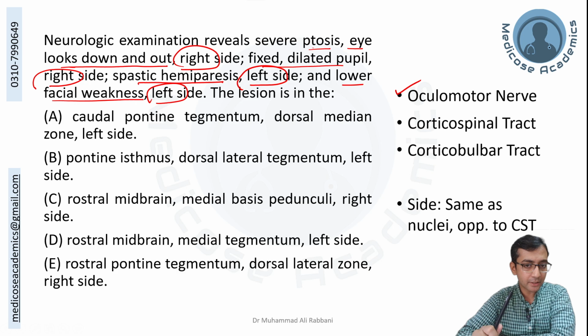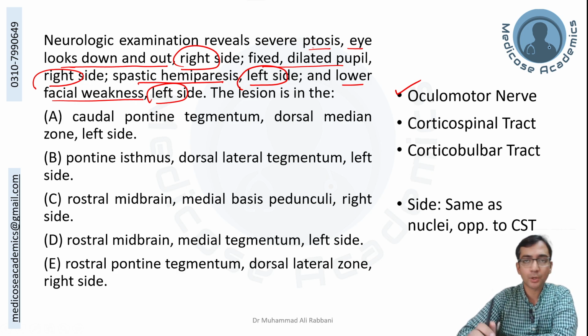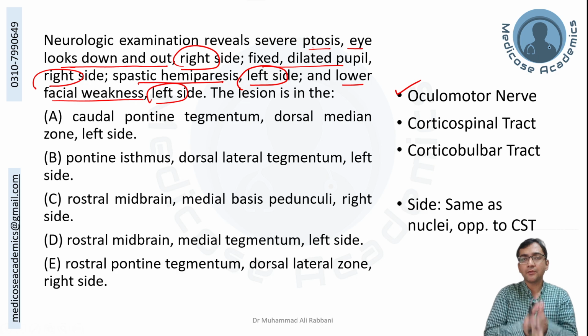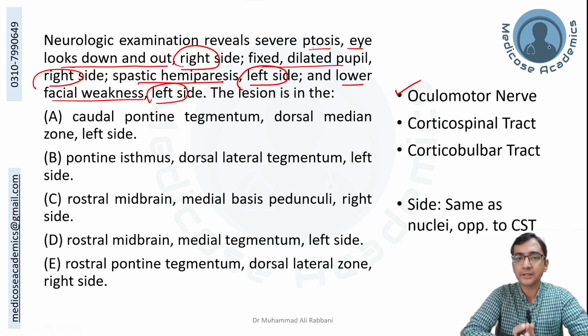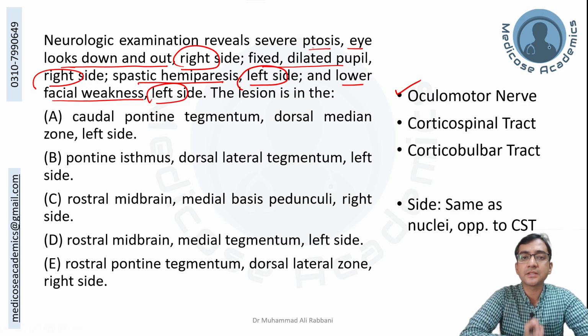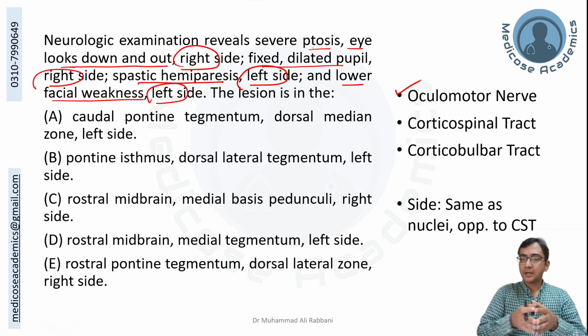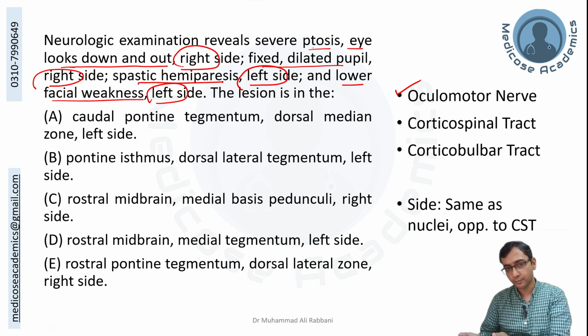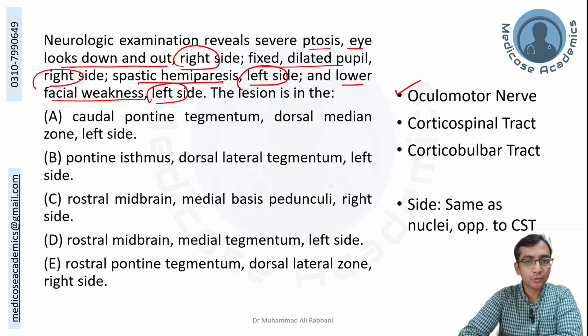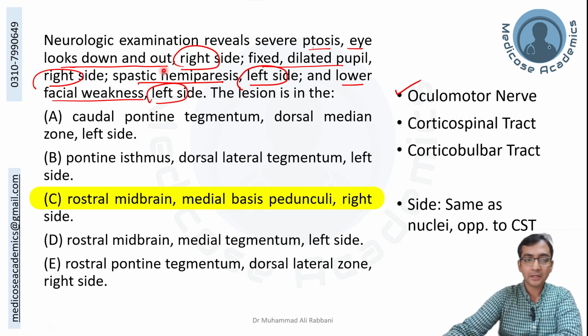For medial versus lateral, just ask yourself a question: is it involving the corticospinal tract? Involvement of the corticospinal tract almost guarantees that the lesion is near the midline, near the medial aspect. So it is right medial midbrain syndrome. That is Weber syndrome. So that is the correct answer.